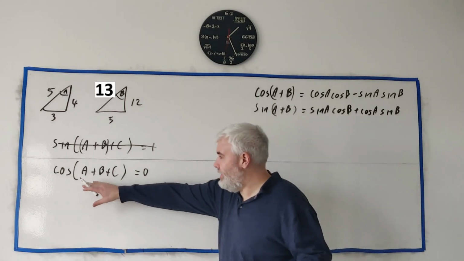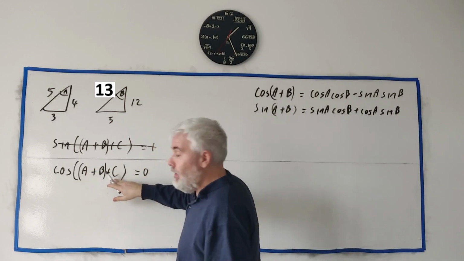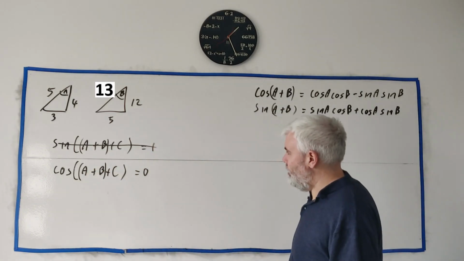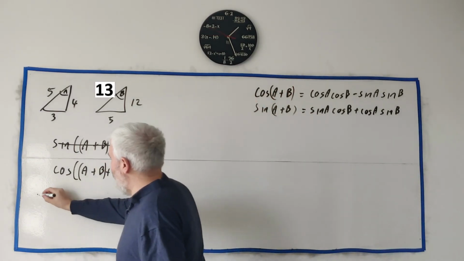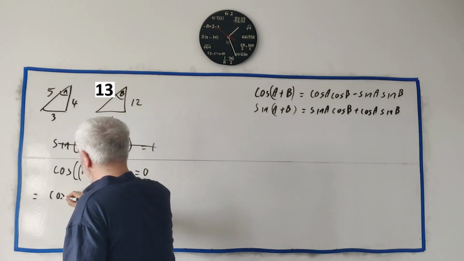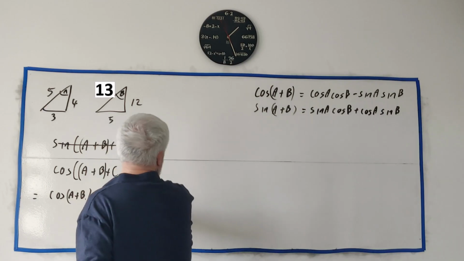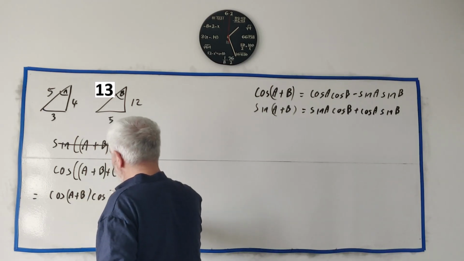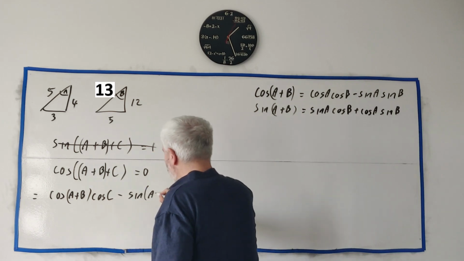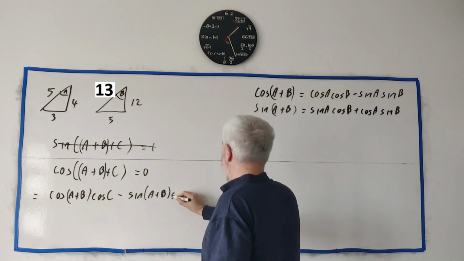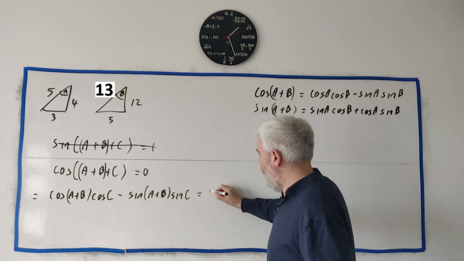So I'm going to break this into two angles. I'll just say A plus B and C as the two angles and follow the formula up here. So this formula will tell me that this is now equal to cosine the first angle, in this case that's A plus B, multiplied by cosine the second angle, in this case it's C, minus sine the first angle times sine the second angle. Now this is all equal to 0.